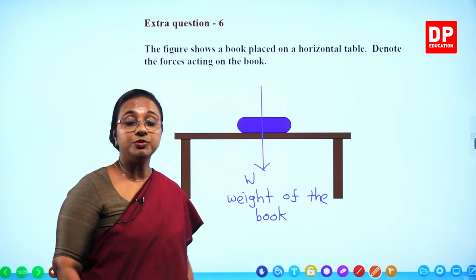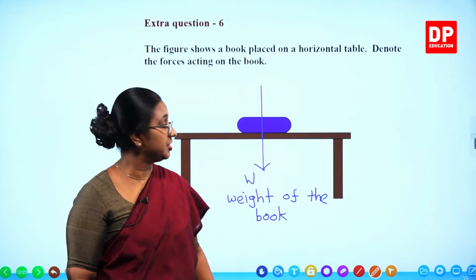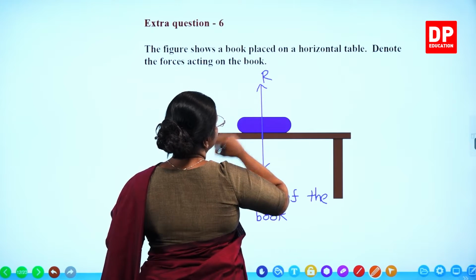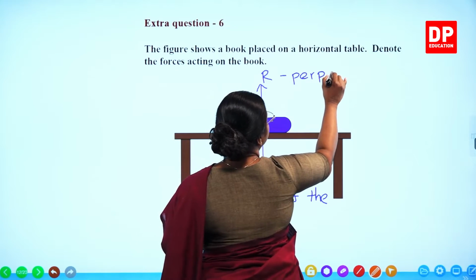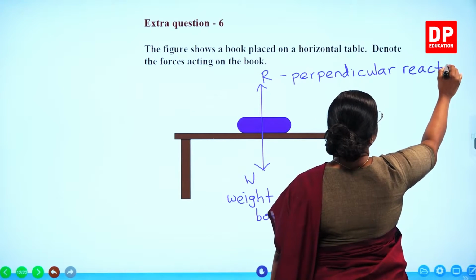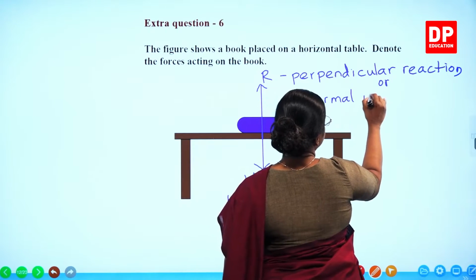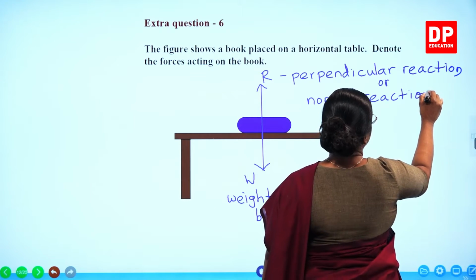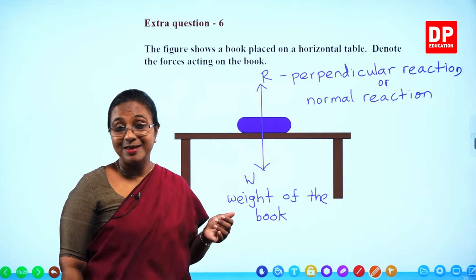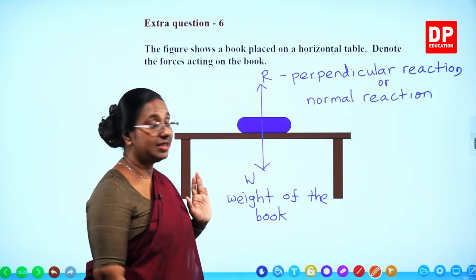What causes the weight of the book? The gravitational pull or the gravitational attraction. So weight is equal to mg. And what is the opposite force? That is the perpendicular reaction or normal reaction. So those are the 2 forces. They both have the same line of action, opposite direction and same magnitude. That is why the book is at rest. I am sure you all mark these correctly.